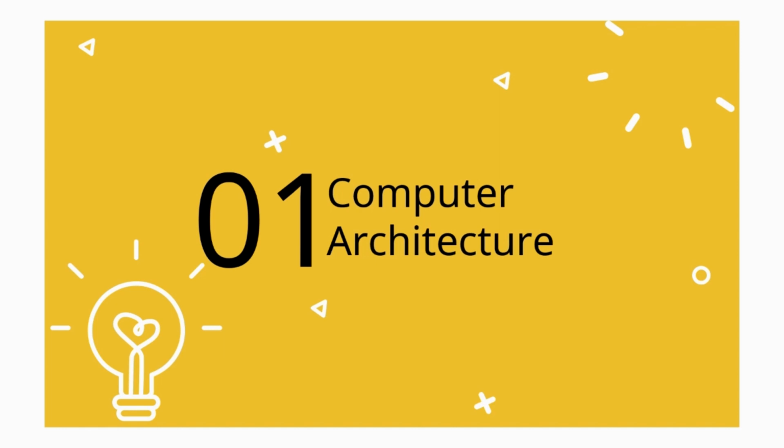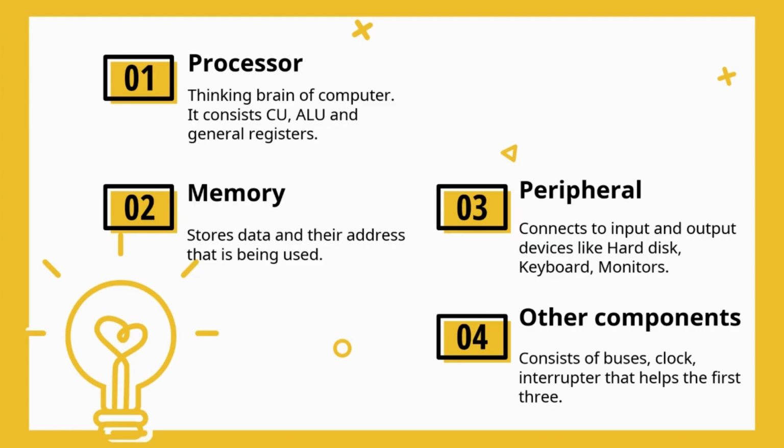Computer architecture is basically just the study of the architecture of a computer. It's how the hardware is designed inside a computer. So that study is what you call computer architecture. Any computer architecture has these four components: the processor, the memory, the peripherals, and other components which are helping them. So the first component is our processor.